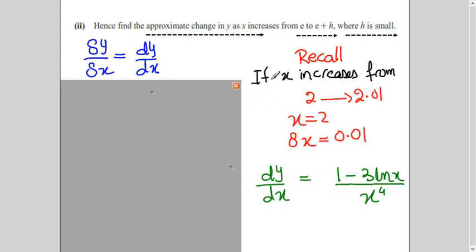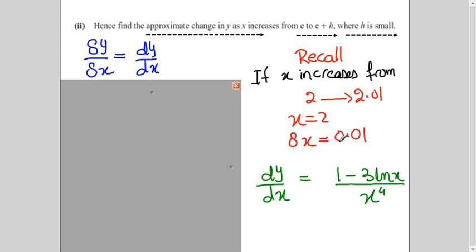If the question says, if I'm just taking a separate question, if x increases from 2 to 2.01, now it means your original value of x was 2, and after the increase it has become 2.01. So how much change has happened? A small change is what? You substitute 2.01 minus 2 and you will get 0.01. So that is a small change, delta x.